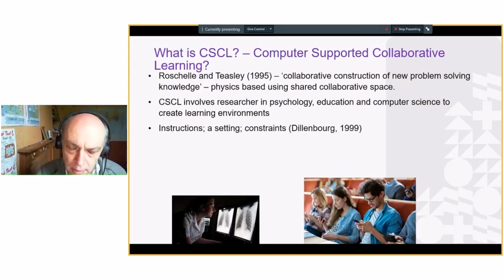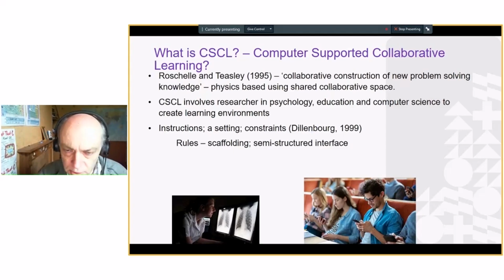But what is common amongst all computer-supported collaborative learning is that there has to be a set of instructions for students to go ahead and do their activity with, a setting for it, and also the constraints, how long is it going to take, for example, and that sort of thing. What feedback are they expecting? All these are seen as constraints. There have to be rules as well.